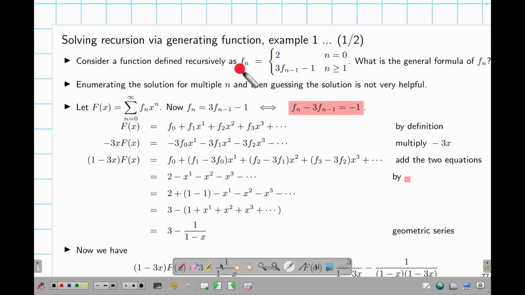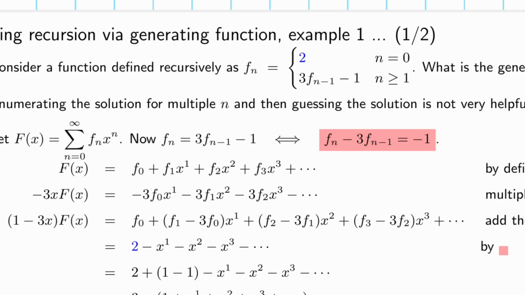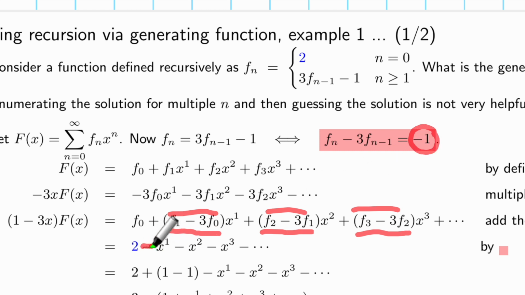Now, by definition, fn is 3 fn minus 1 minus 1. So that means what? If I move this to other side, it gives me a red box. Do you see? This is red box. This is red box. And this is red box. So by the red box, all this term here become negative 1. So therefore, now I have the negative 1, negative 1, negative 1, negative 1.